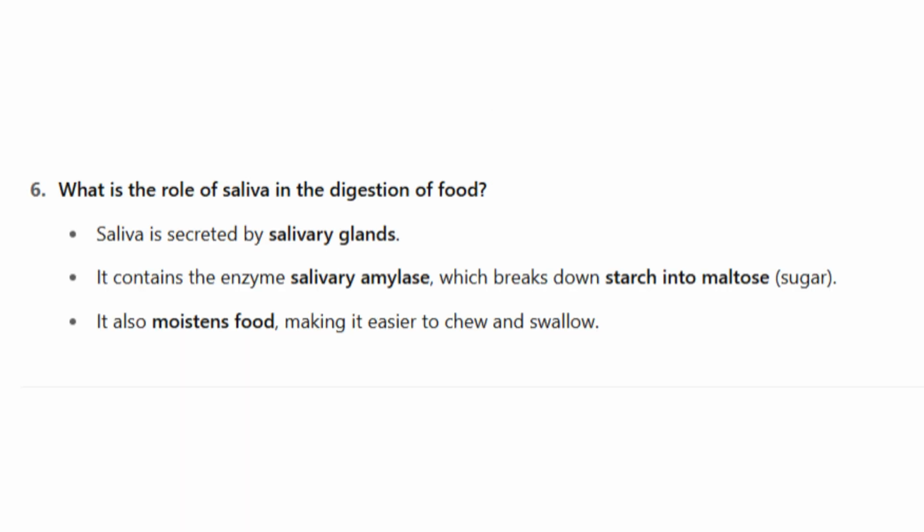What is the role of saliva in the digestion of food? Saliva is secreted by salivary glands. It contains the enzyme salivary amylase, which breaks down starch into maltose, a sugar. It also moistens food, making it easier to chew and swallow.